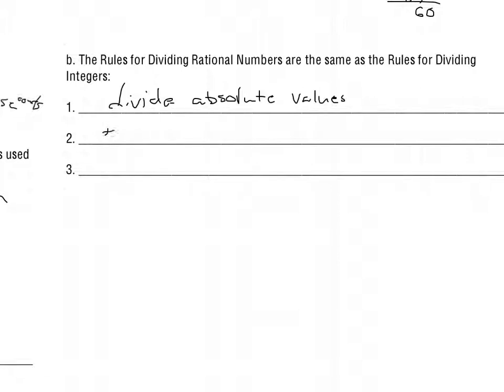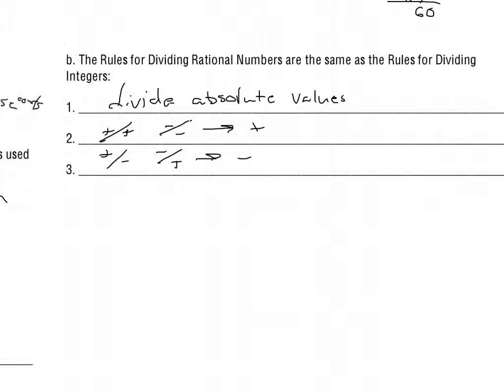And positive divided by a positive and a negative divided by a negative both result in a positive answer, and a positive divided by a negative or negative divided by a positive give you a negative answer.